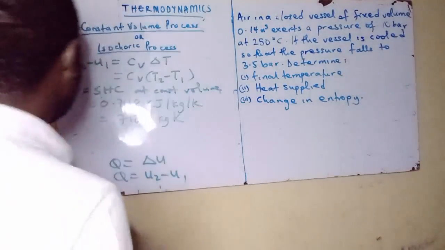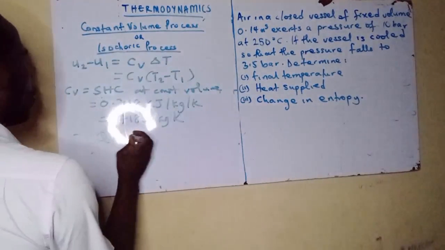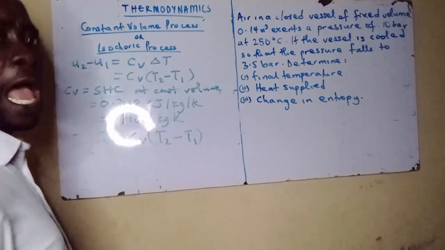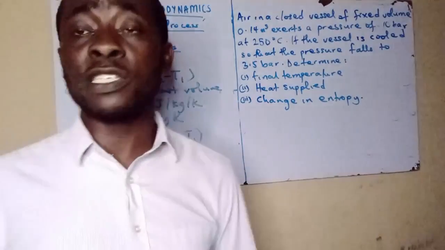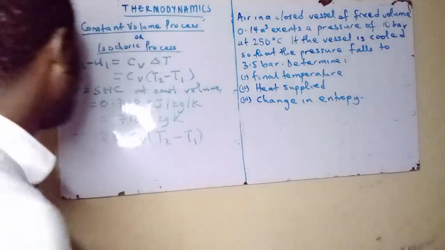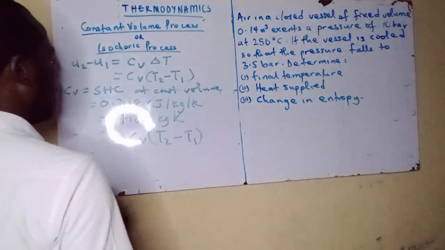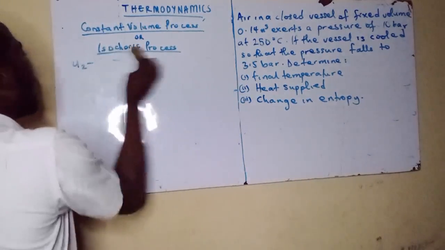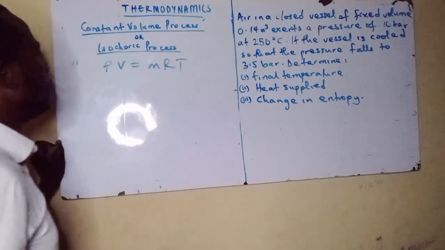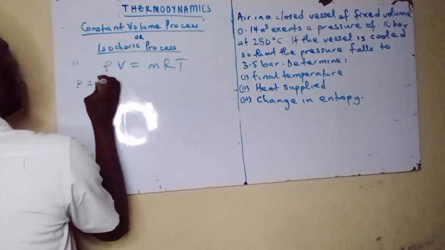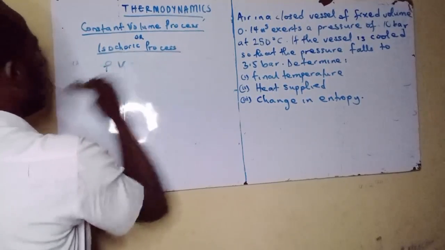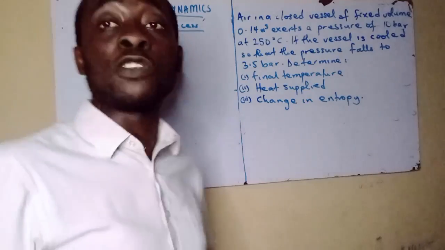Now, that means in this case our Q will be equal to CV (T2 minus T1). For the fluid in this closed system, the internal combustion engine, we can assume a perfect gas in it, which is air. Knowing the perfect gas, based on the ideal gas equation from secondary school, PV is equal to mRT, where P is the pressure.